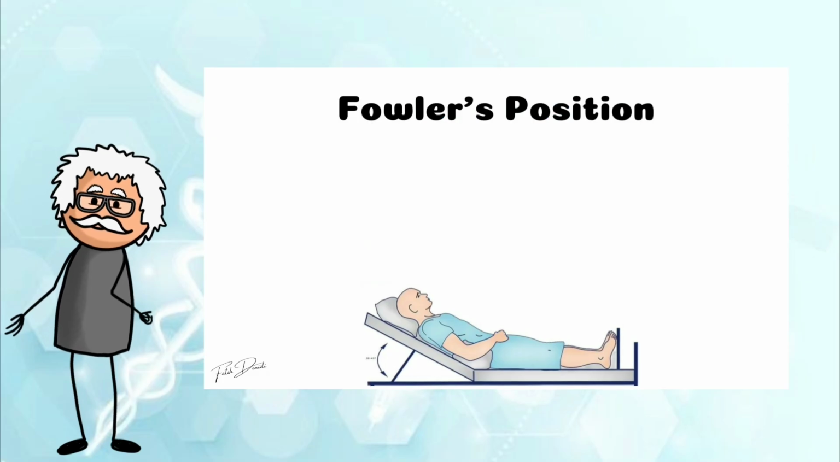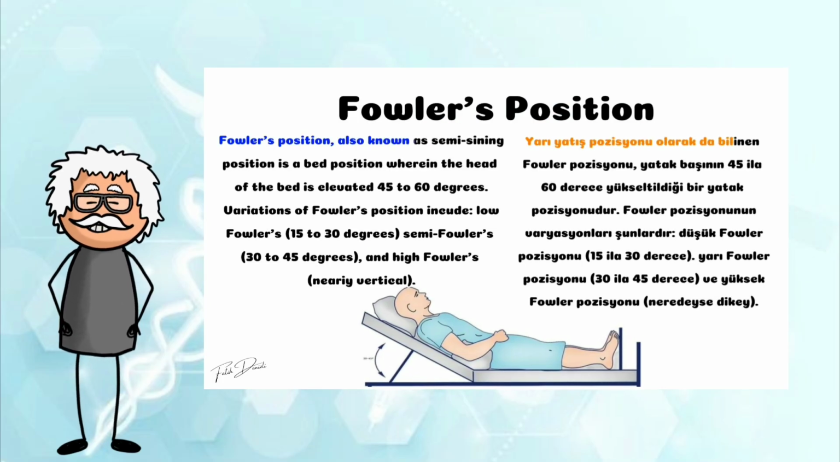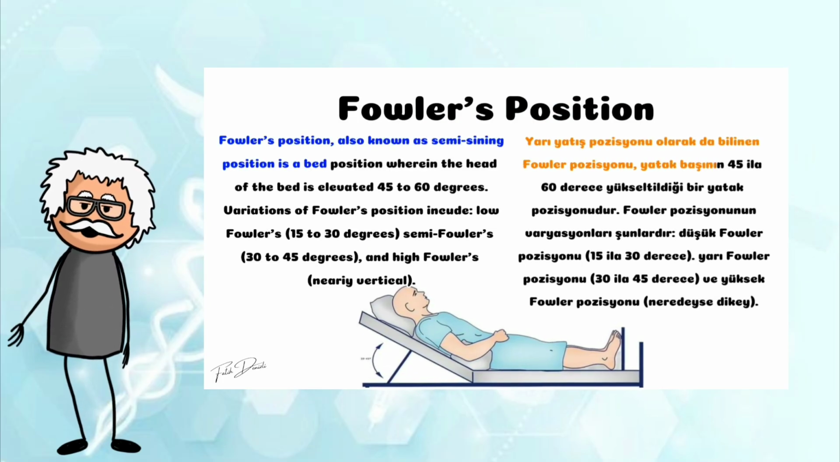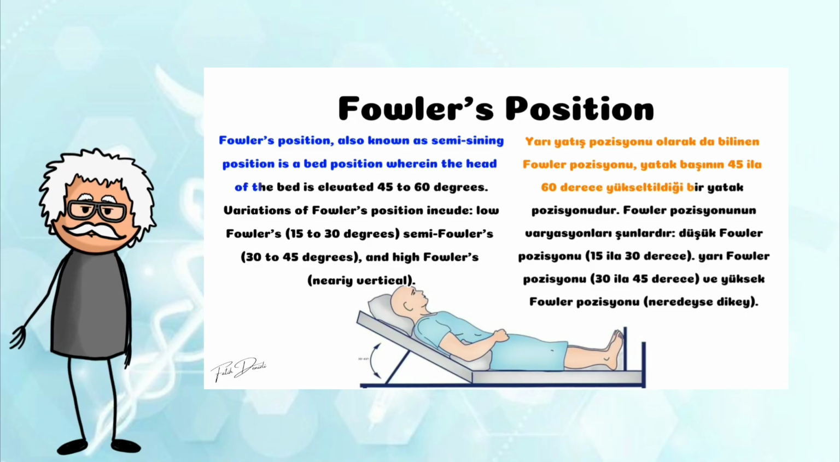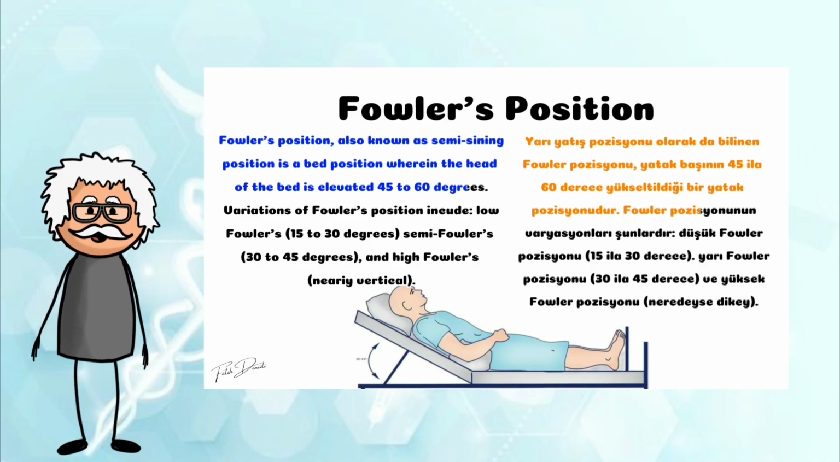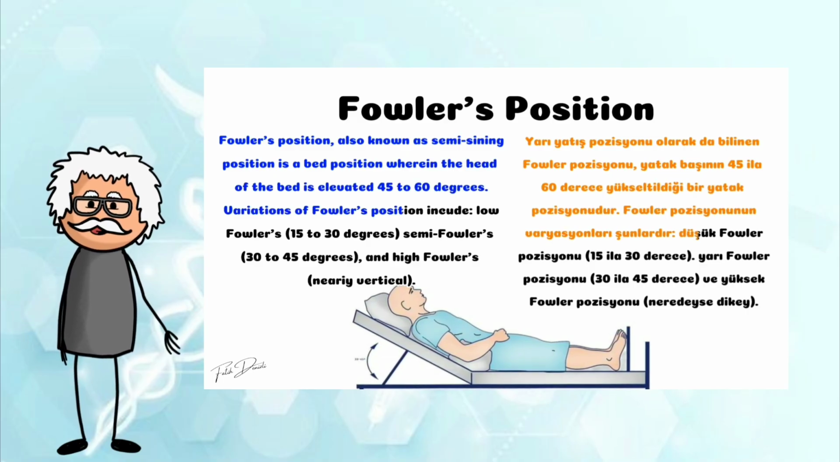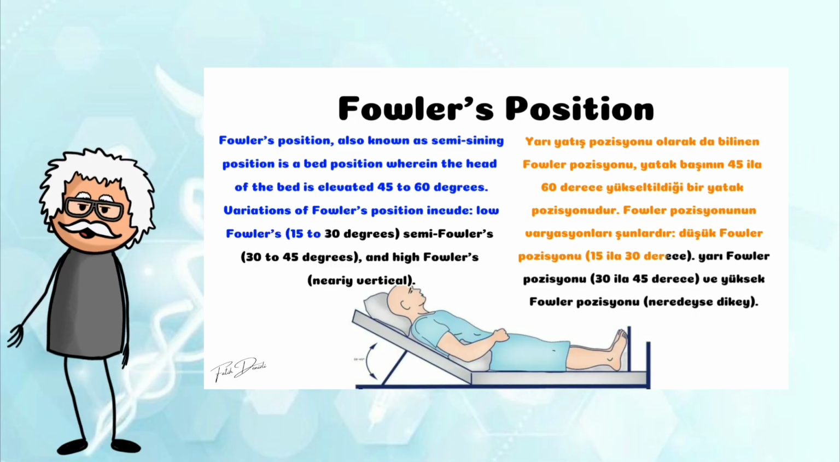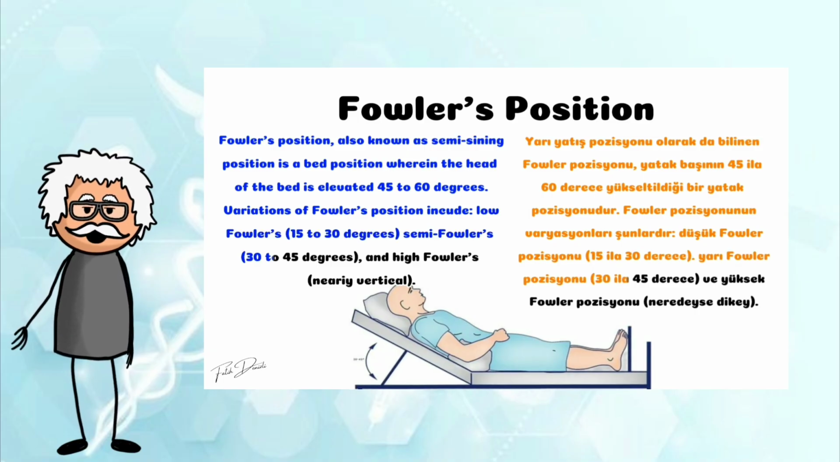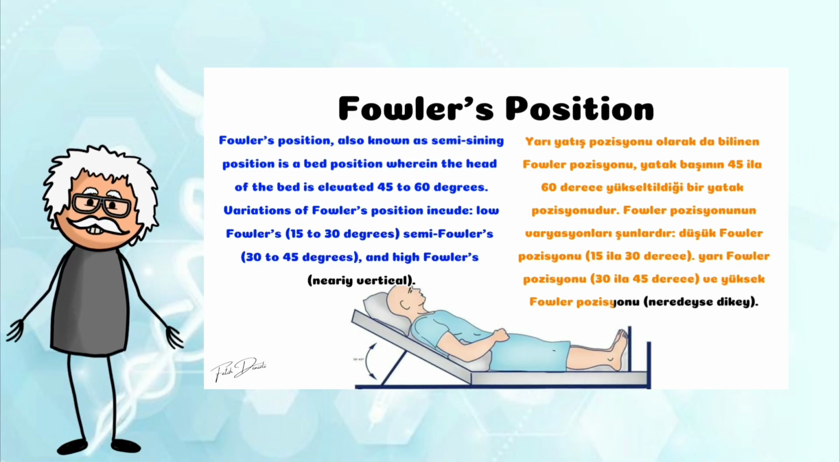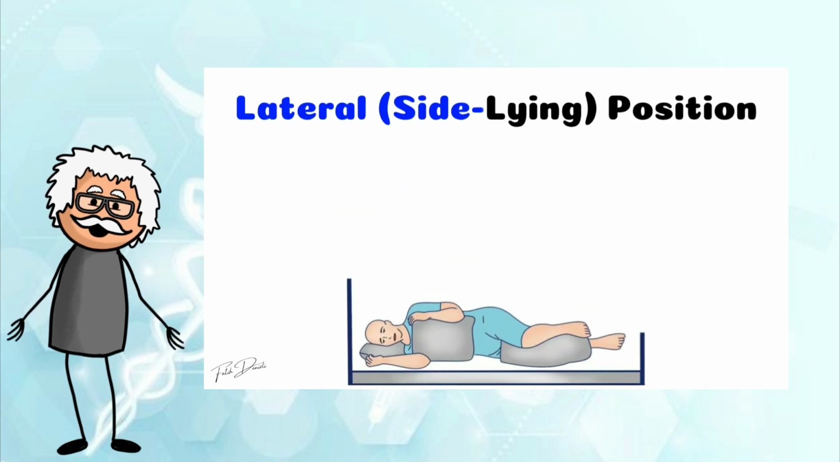Fowler's position. Fowler's position, also known as semi-sitting position, is a bed position wherein the head of the bed is elevated 45 to 60 degrees. Variations of Fowler's position include low Fowler's 15 to 30 degrees, semi-Fowler's 30 to 45 degrees, and high Fowler's near vertical.